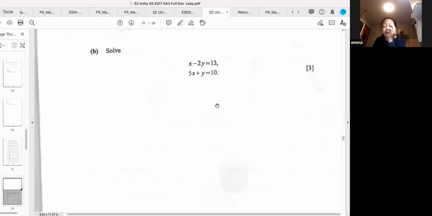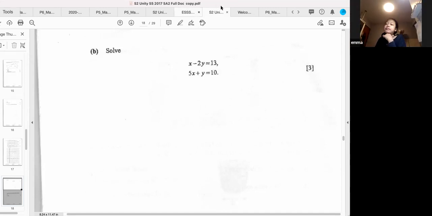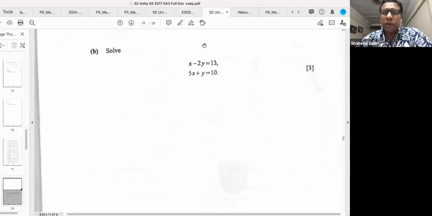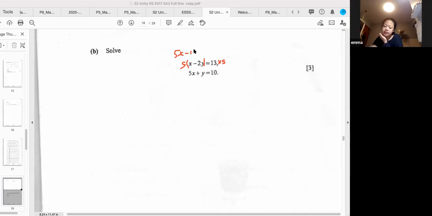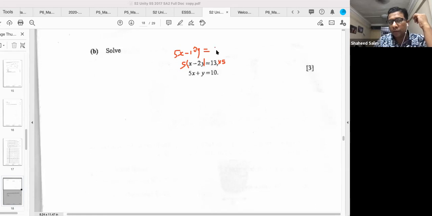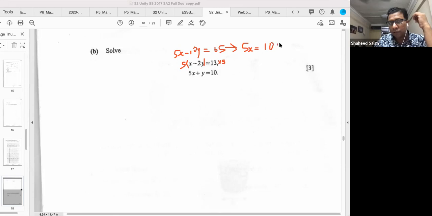Can you go through? Okay, sure. So you want to use the MI method or how? My MI method. Any method, okay. MI's method is we make either x or y the same. So you times this by 5, then you times this by 5. So this becomes 5x plus 10y minus 10y equals 65, right? Then what you will do next normally is you put the 5x on the left side, equals to 10y plus 65.